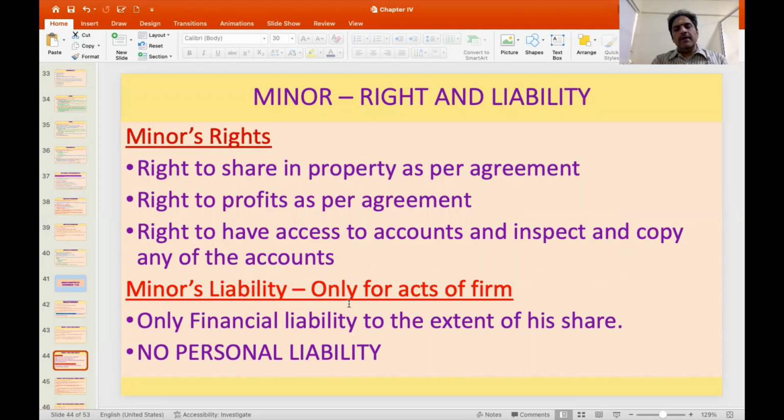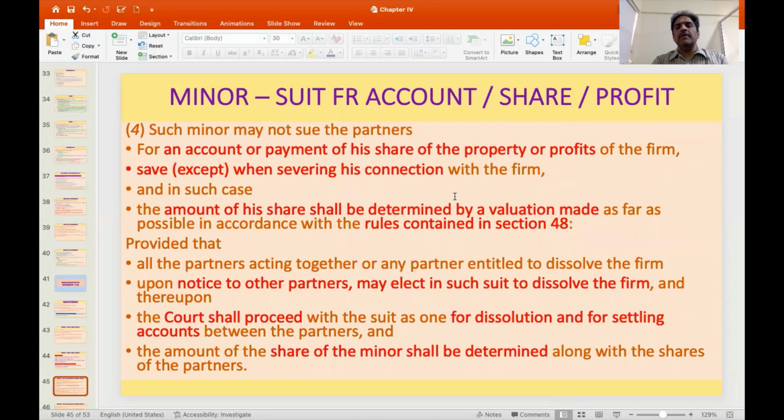The minor's liability is only for the acts of the firm, and there is only financial liability to the extent of his share, but there is no personal liability. Then what happens if they agree to give him a share in the profit, they agree to provide him a copy of accounts, etc., but if they don't do that, can an action be brought about?